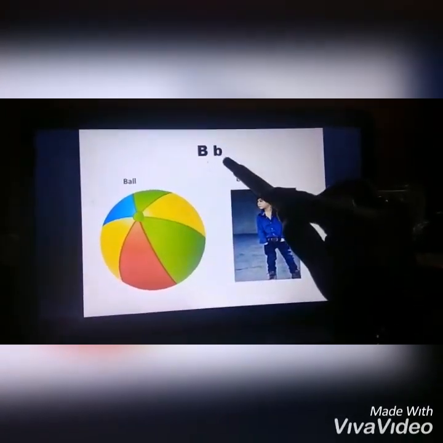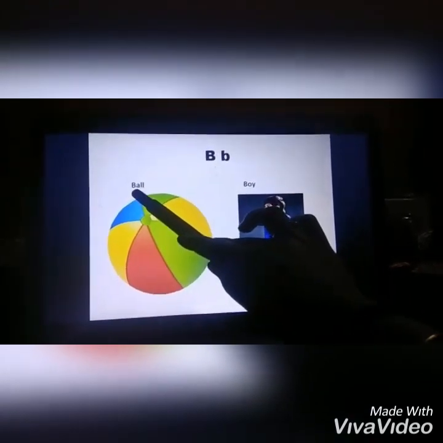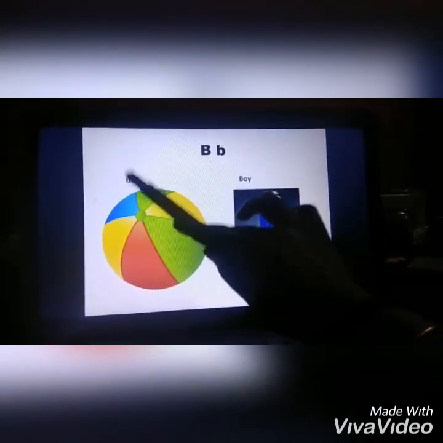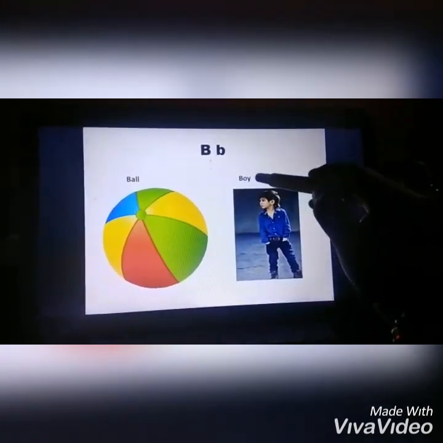B, ball. What is the spelling of ball? You must be knowing all. B, A, L, L. Good. Boy spelling, B, O, Y.